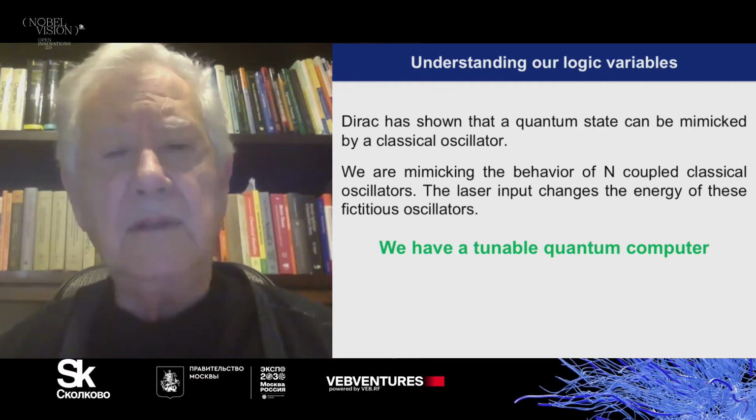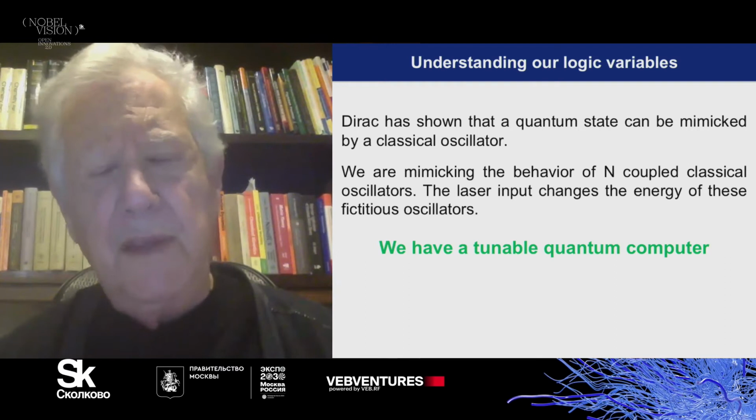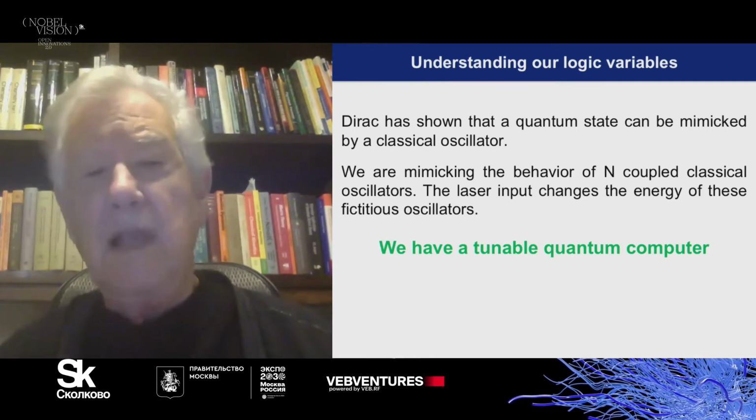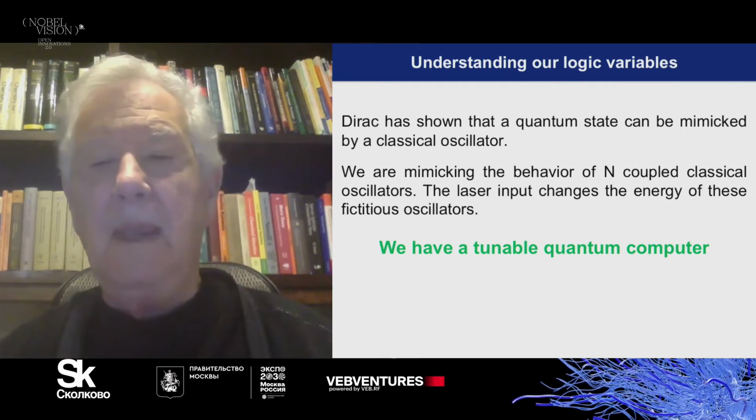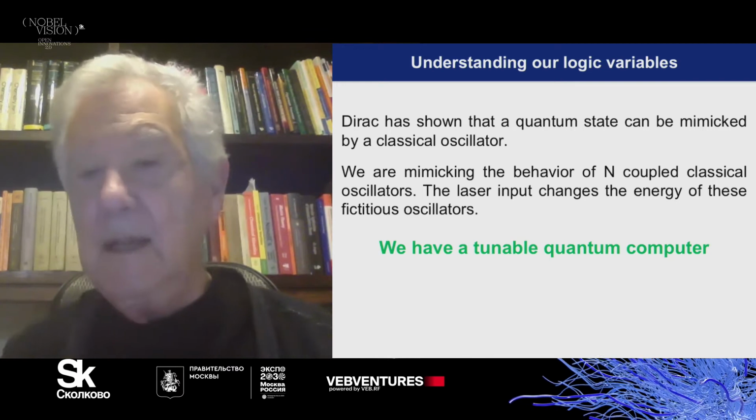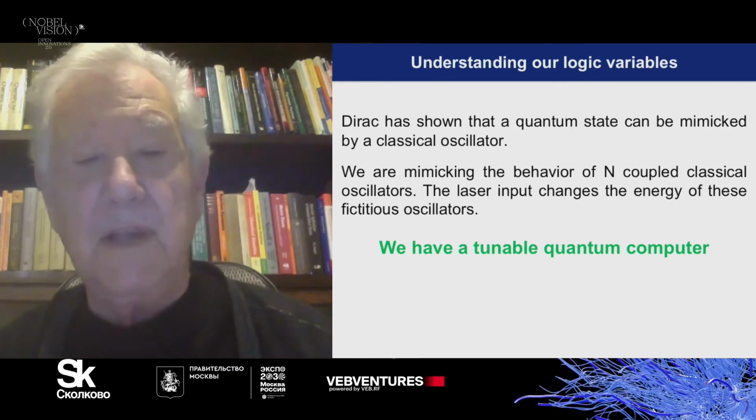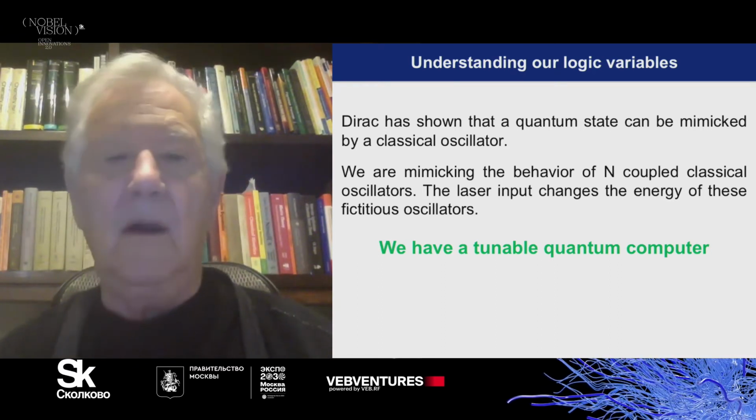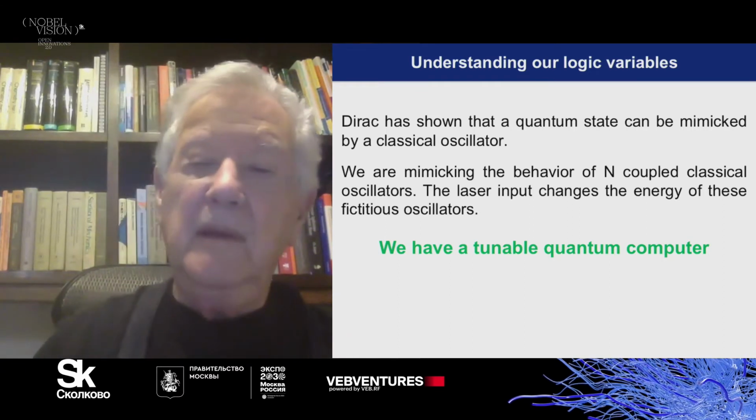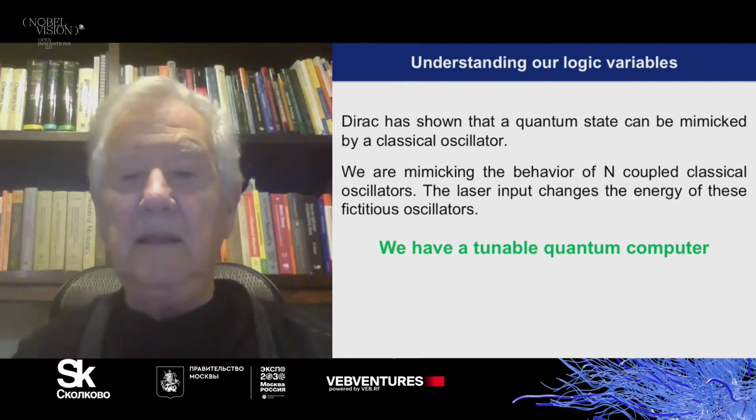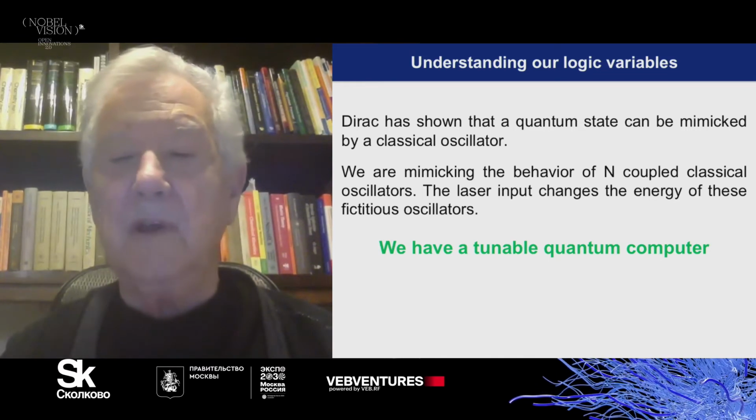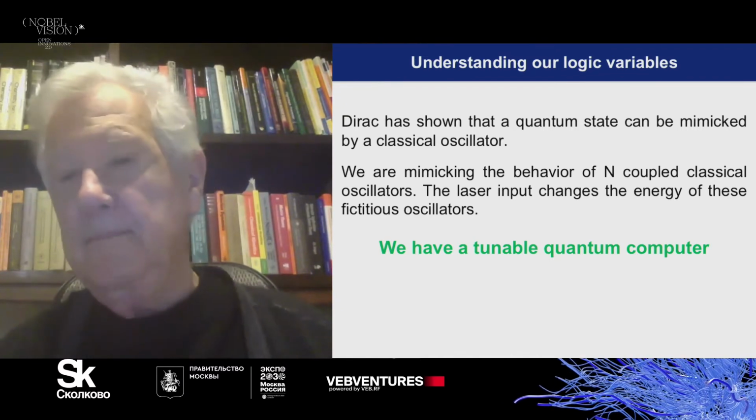Okay. You can ask, can you explain what you're doing? One way of thinking about what we are doing is to go back to a paper of Paul Dirac, one of the fathers of quantum mechanics, who has shown that one can mimic, not physically the same, just mimic, a quantum state. A single quantum state can be mimicked as a classical oscillator. And so, in order to understand what we are doing, we can think of our system as a set of big N coupled classical oscillators, and the lasers simply change the energy of these fictitious oscillators. And so we have, if you want, an analog quantum computer.